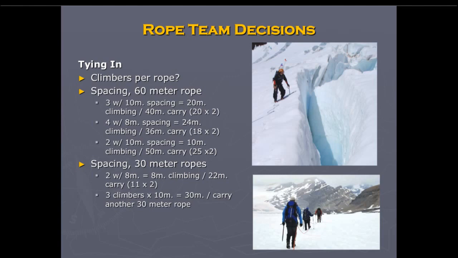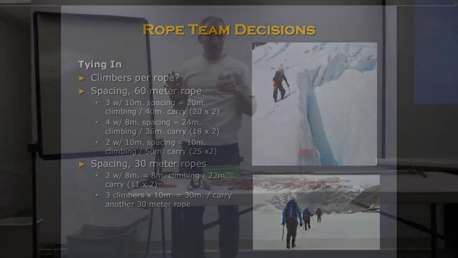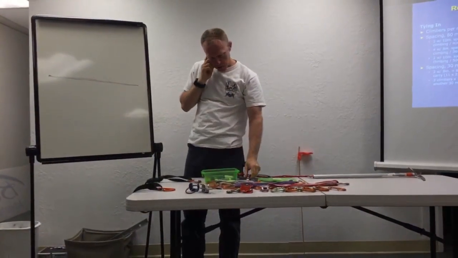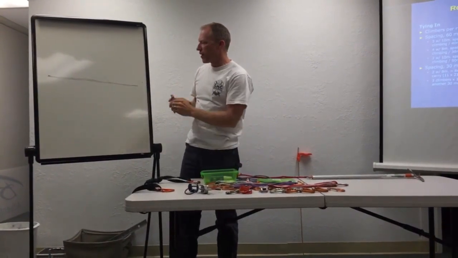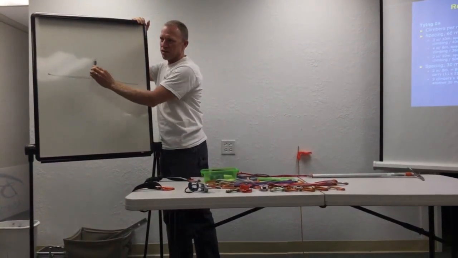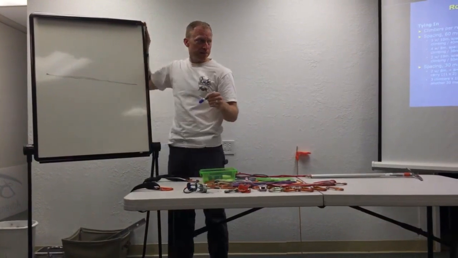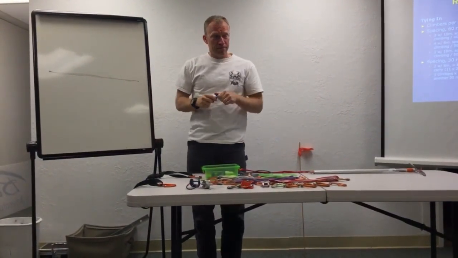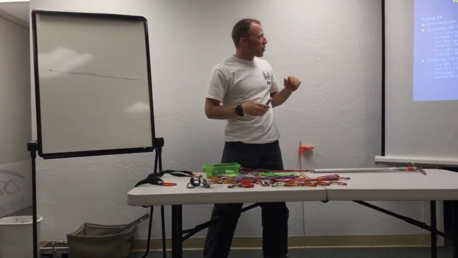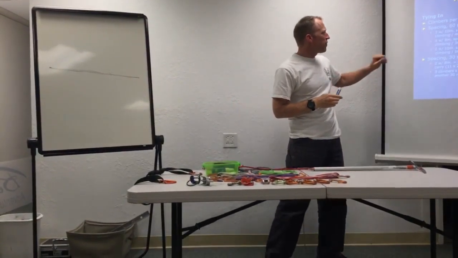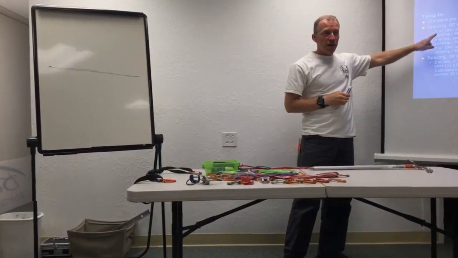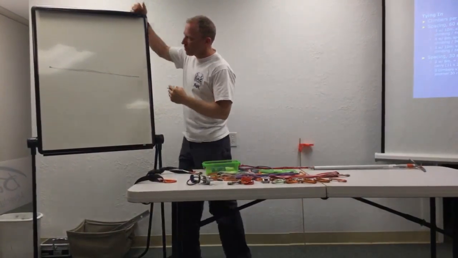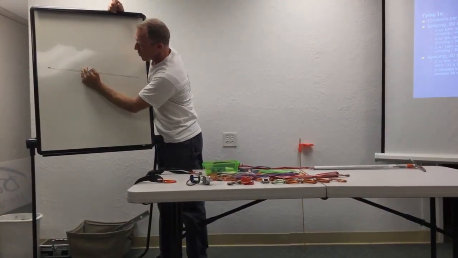And one thing to note about this is that you always want to have 8 to 10 meters between each climber. So on a 60-meter rope, I've got 5 sections of 10 meters each, right? So maximum I could fit on there would be 5. I'm not going to do that. You want to do more like 2, 3, or 4. The typical is 3.